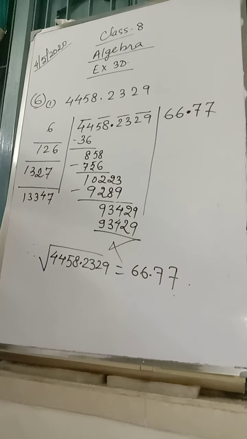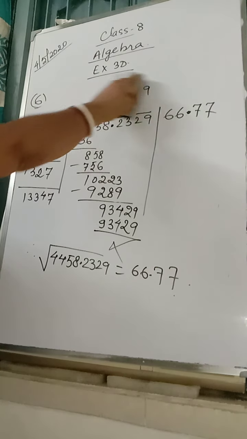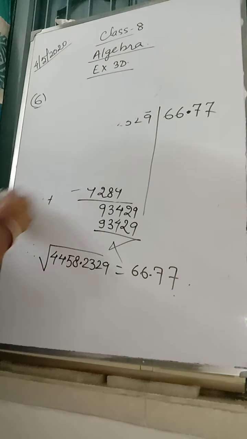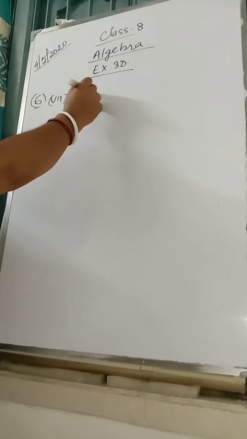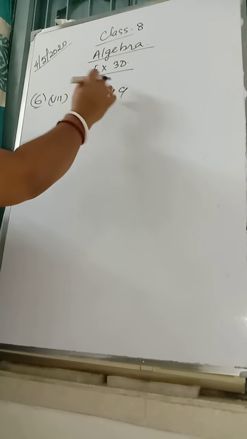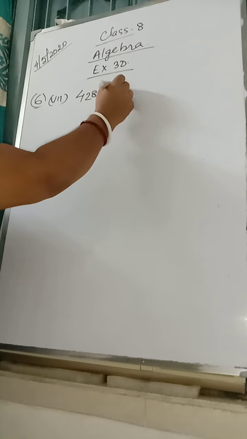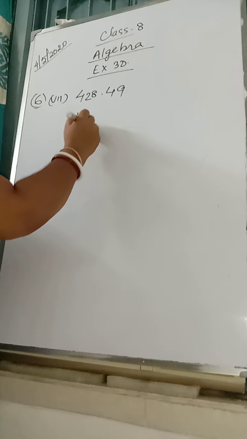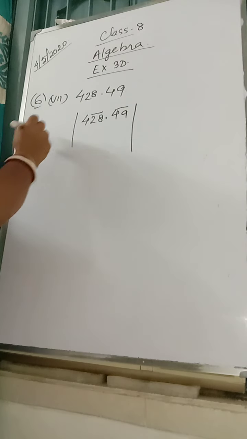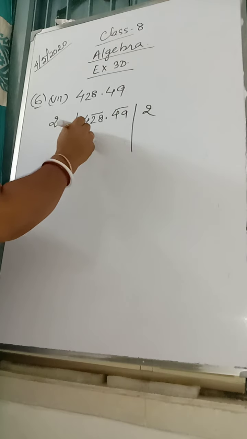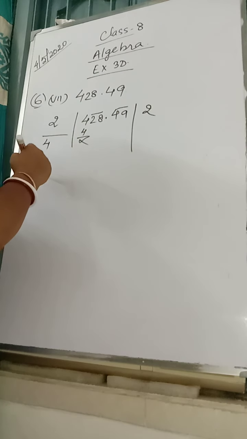Look at question number 7. It is given 428.49. You will say, ma'am, by leaving all the numbers you have taken this, because you have an unpaired number here. 428.49. As I have told you, make pairs from the right side. One pair, second pair, 4 remains unpaired. So 2 twos are 4. Cancelled. Double of 4 is 4.